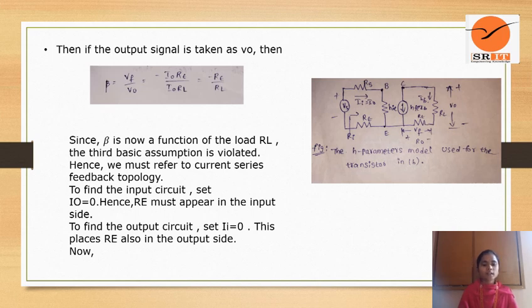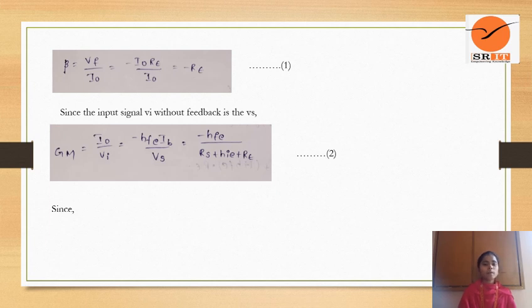Hence, in the current series feedback topology, to find the input circuit set I0 equals 0, Re must appear at the input side. To find the output circuit set Ii equals 0, Re is also placed at the output side. Now we get beta equal to Vf by I0, that is equal to minus I0 Re by I0, that is equal to minus Re. Beta is equal to minus Re.